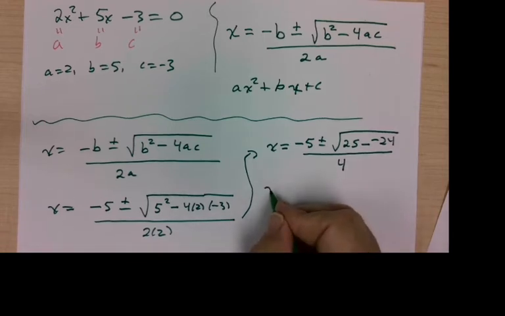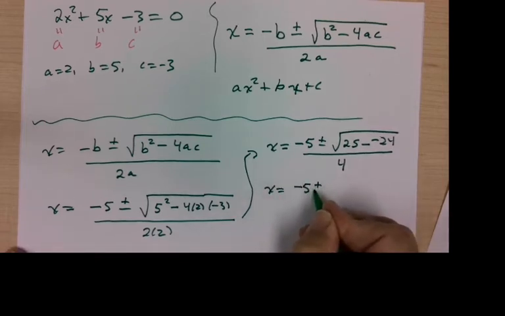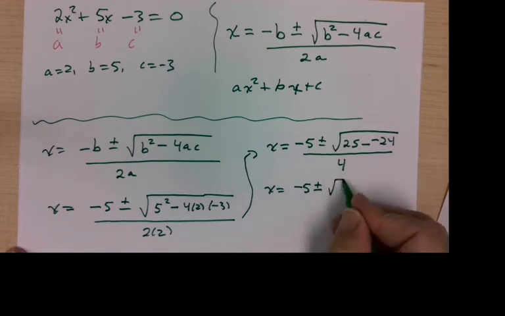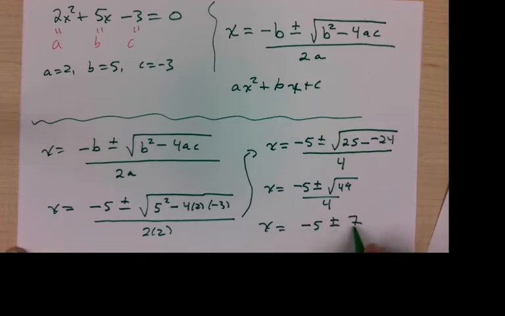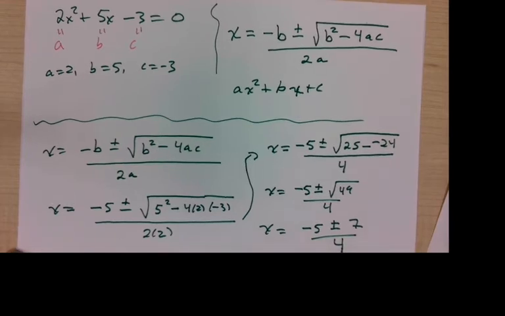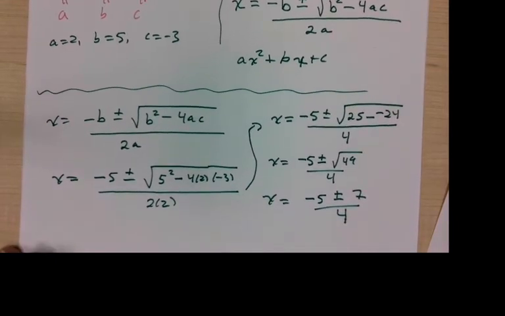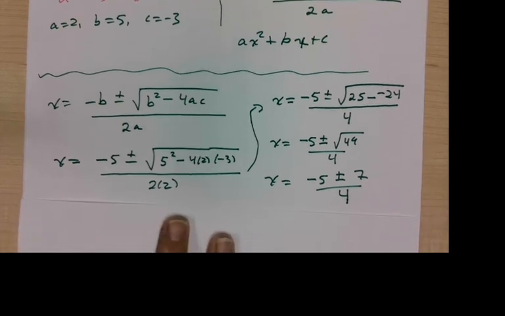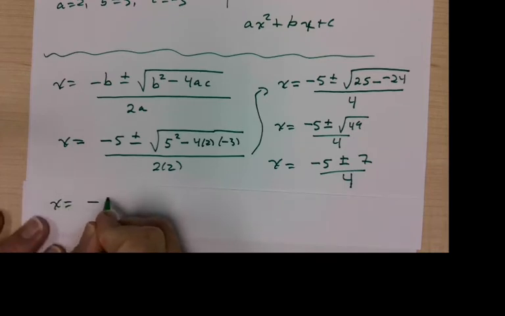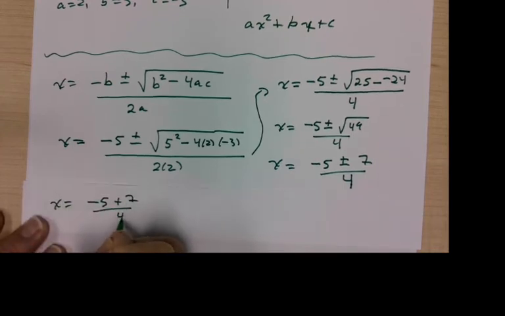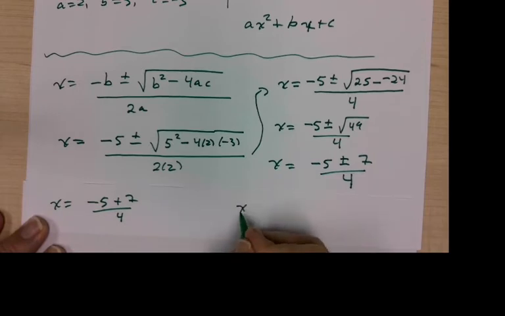So we get x is negative 5 plus or minus, that's 25 plus 24, root 49 over 4. So we get x is negative 5 plus or minus 7 all over 4. Now, what is that going to become? Well, then we get x is negative 5 plus 7 over 4, and x is negative 5 minus 7 over 4.